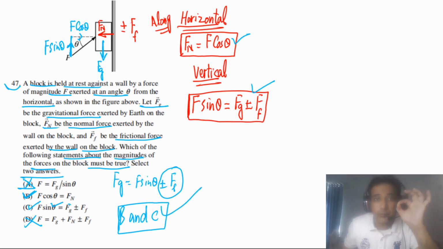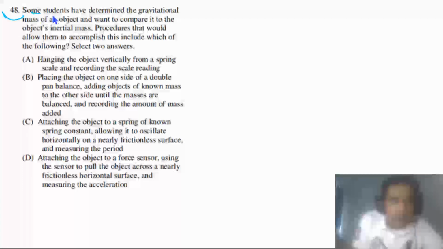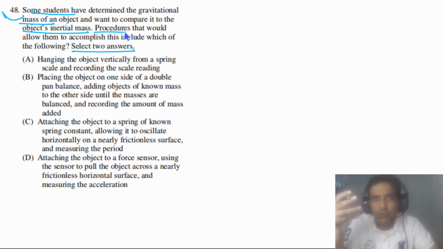Beautiful question on forces. Question 48 says some students have determined the gravitational mass of an object and want to compare it to the object's inertial mass. Procedures that would allow them to accomplish this include which of the following? Select two answers. Which procedures can be used to determine inertial mass of the object?